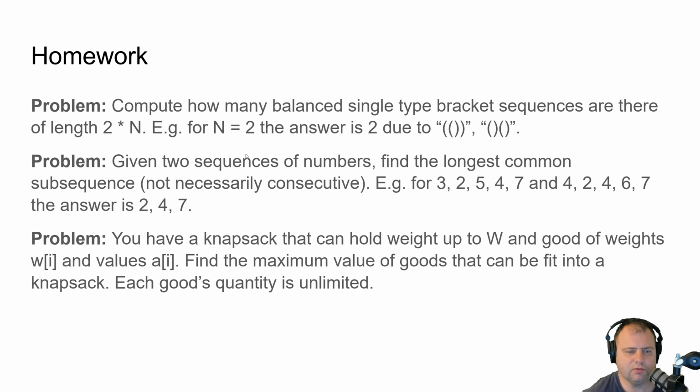Cool, let's get to homework. I encourage you to try to solve it yourself, and then I will do the analysis after some pause. So the first problem is to compute how many balanced single type bracket sequences there are of length 2 times n. For example, if n equals 2, the answer is 2. Another problem: given two sequences of numbers, find the longest common subsequence, not necessarily consecutive. For example, for 3, 2, 5, 4, 7 and 4, 2, 4, 6, 7, the answer is 2, 4, 7.